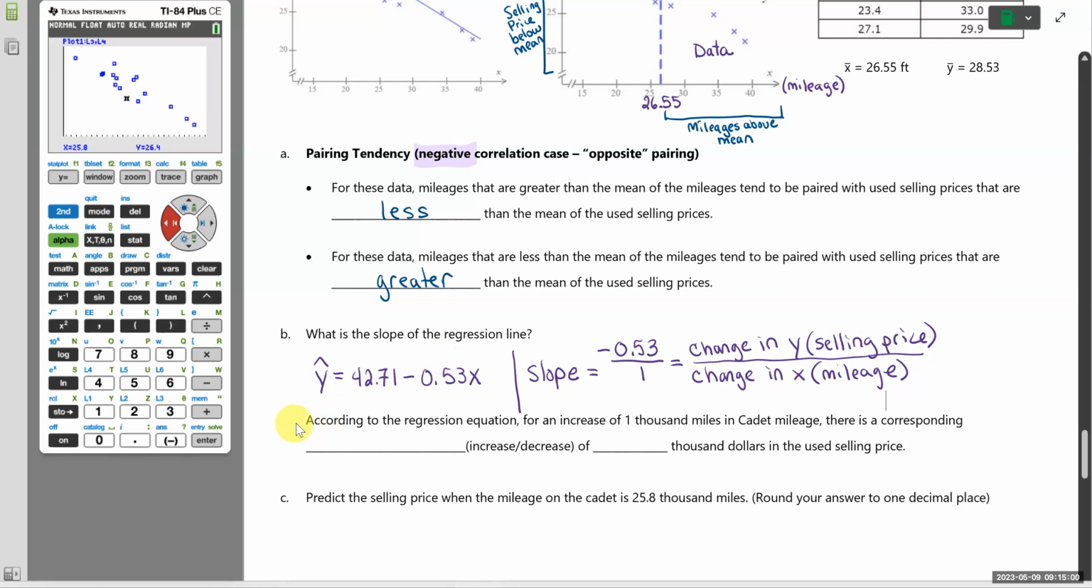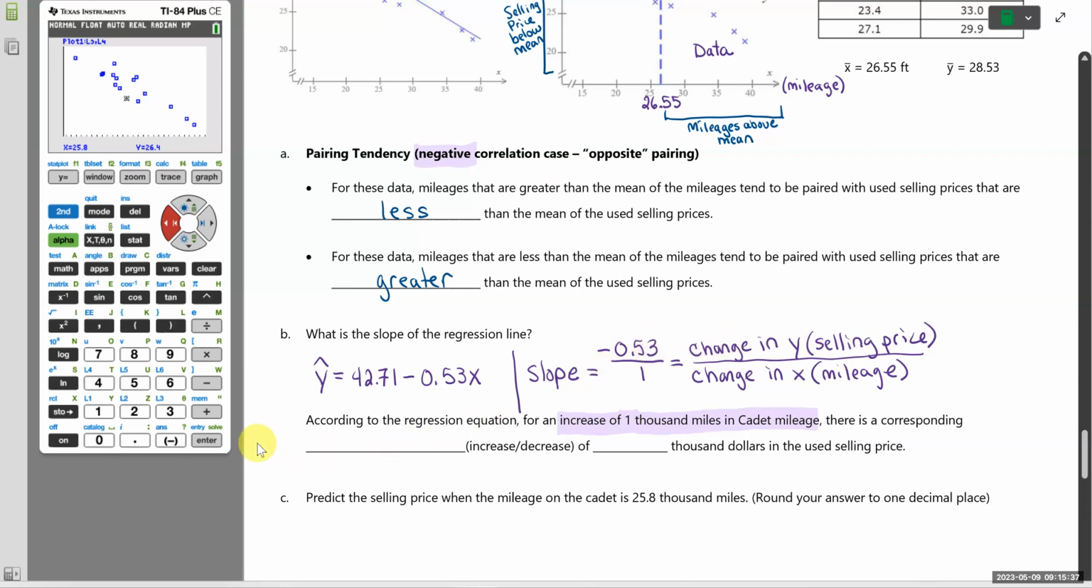So according to the regression equation, for an increase of 1,000 miles in mileage, so when you see this sentence and it talks about increase of 1, it's referring to interpreting the slope. So the sentence starts with the denominator, a change in 1. So a change in 1,000 miles on a cadet, there's a corresponding, so my numerator here would represent the change in selling price. It's a negative value, so it's a negative slope.